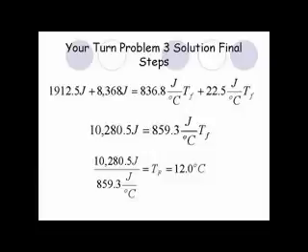We want to isolate TF, so we divide both sides of the equation by 859.3 joules per degree Celsius. When we do that, it cancels on the right side of the equation, and then on the left side we divide our 10,280.5 joules by the 859.3 joules per degree Celsius. The joules cancel. We're left with 1 over 1 over degree Celsius, which is the unit for temperature final, and our final temperature is 12 degrees Celsius.